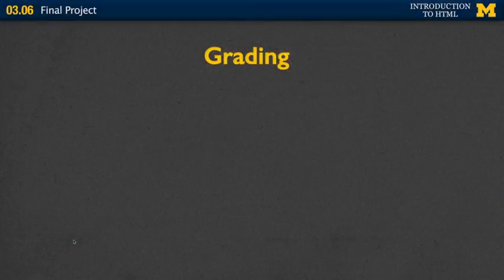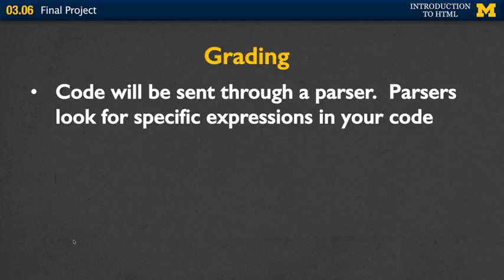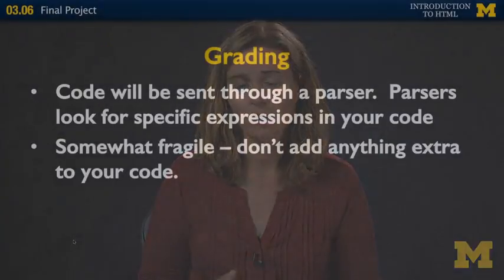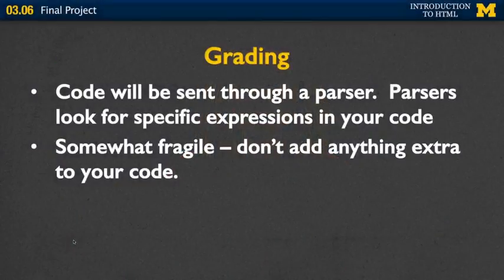Along that line, the grading for this assignment is both strict and yet not tricky. So when you submit, your code is going to be sent through something called a parser. Parsers look for very specific pieces of information, and when they see them, they're very happy. When they don't see them, they're going to give you an error. The trick is when you include things that they weren't looking for, they will often put those down as errors. So don't add anything extra to your code. Really keep all the tags exactly the way they look in the example.